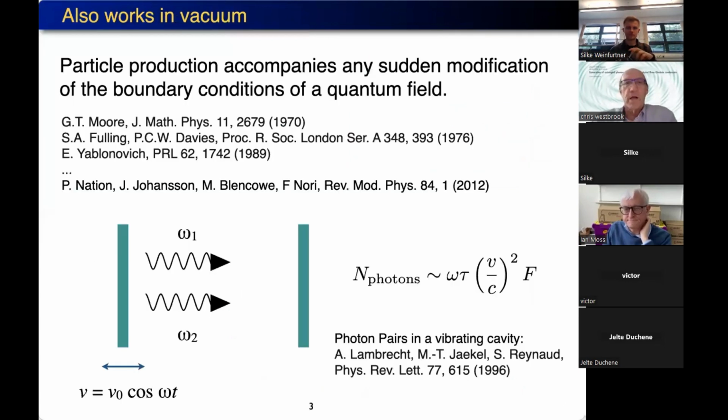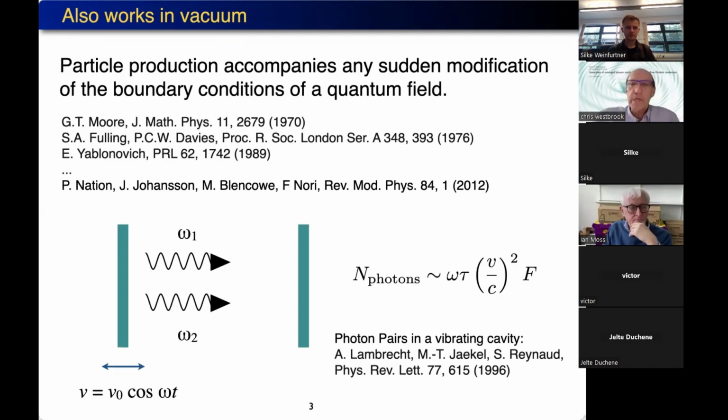All right, the idea of particle creation is really ubiquitous in quantum field theory, because particle production accompanies any sudden modification of boundary conditions for a field. It's an old subject, and I've got some old references written here, but there are many that I can hardly do justice to. I will just mention one case that I think is kind of fun, interesting, and very concrete.